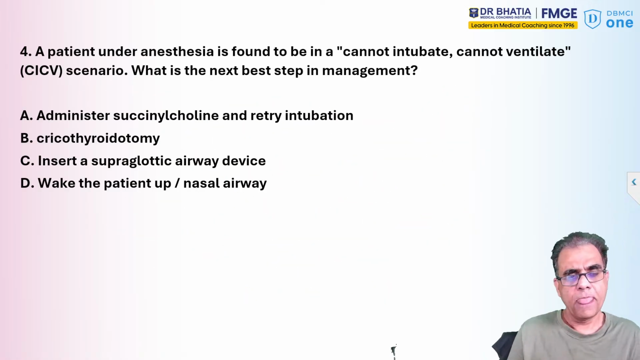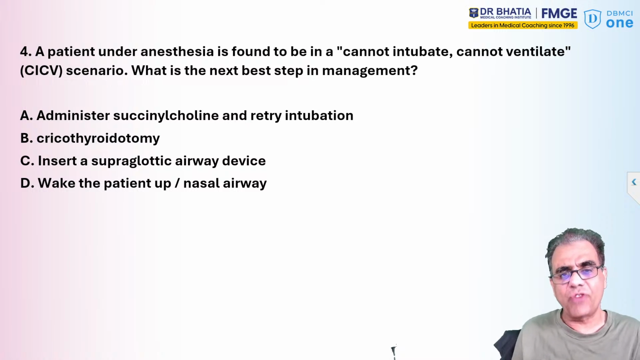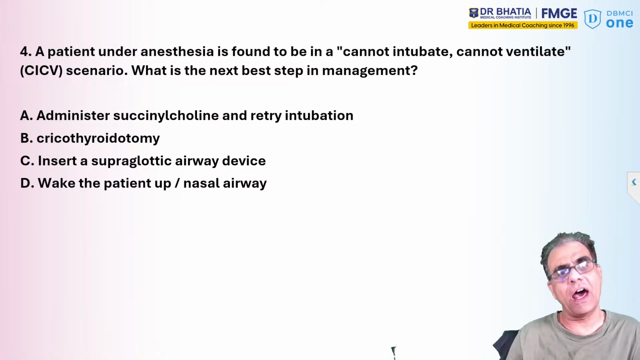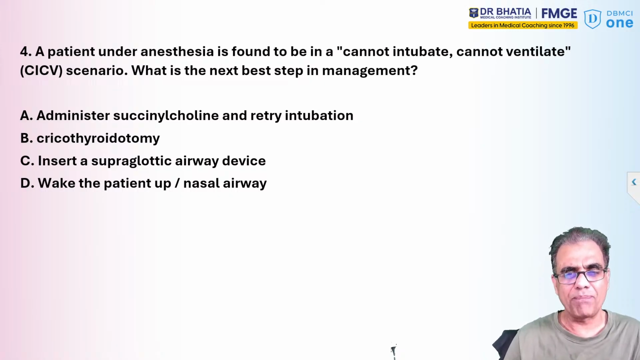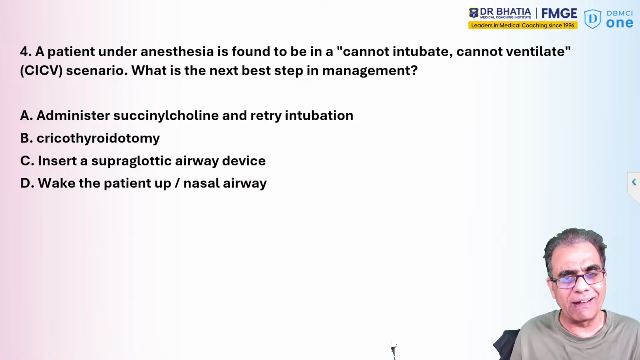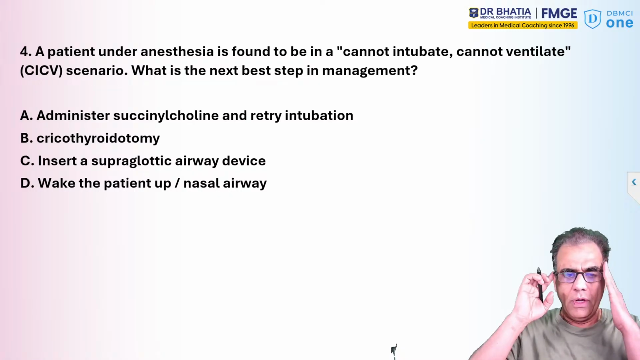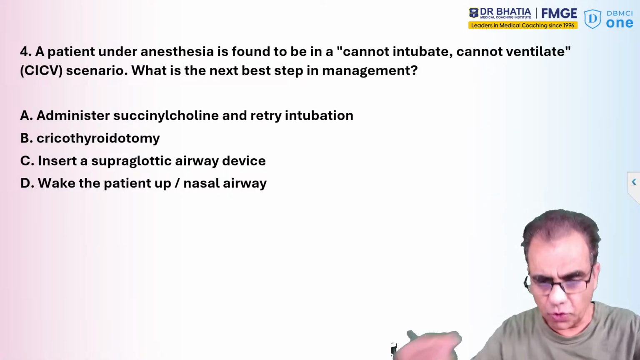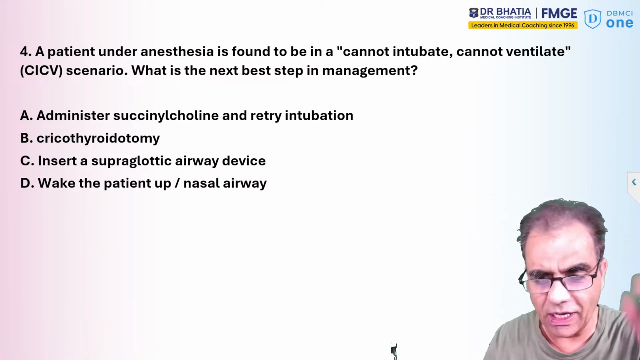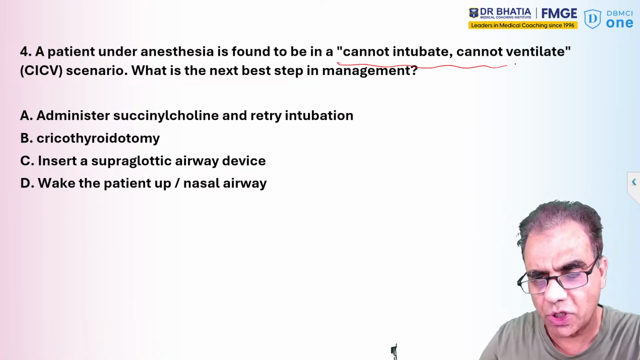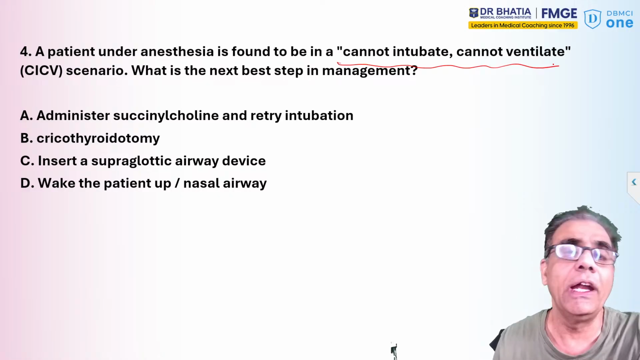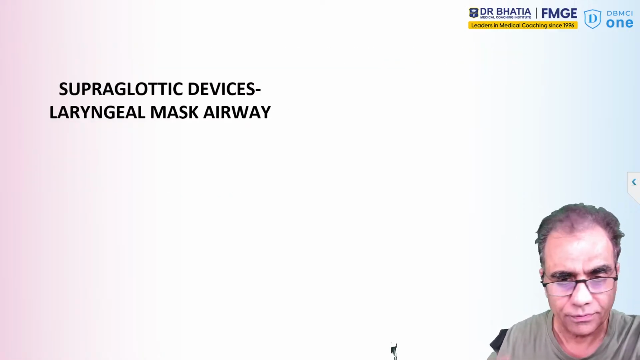Question number 4. A patient under anesthesia is found to be in a cannot intubate, cannot ventilate scenario. What is the next best step in management? Administer succinylcholine and retry intubation, cricothyroidotomy, insert a supraglottic airway device, wake the patient up, or nasal airway. Okay, so I'll go to the details of this question because that is the most disastrous situation I can say. Cannot intubate and cannot ventilate.